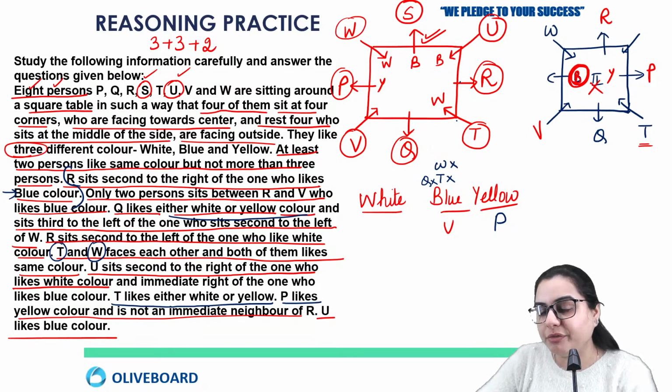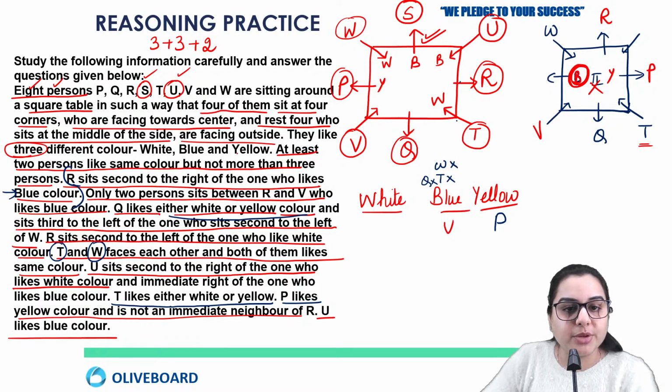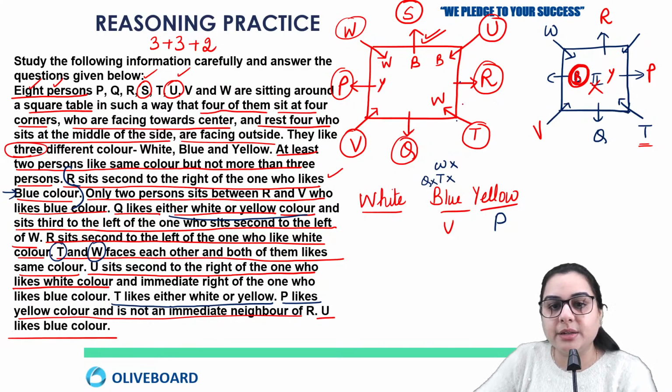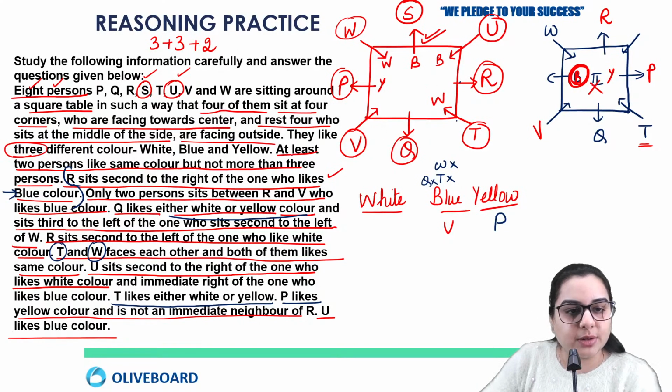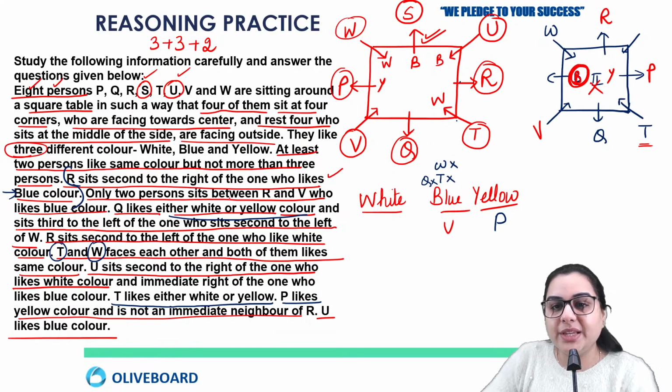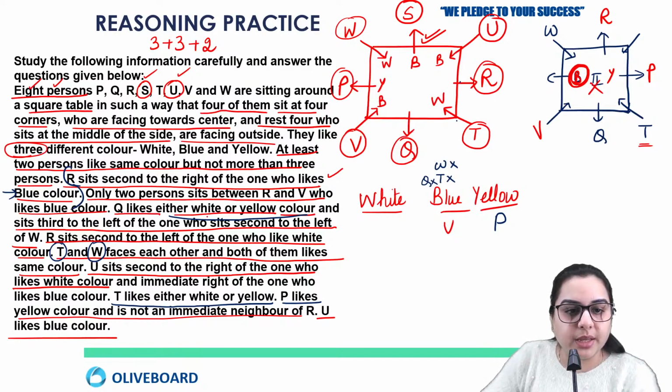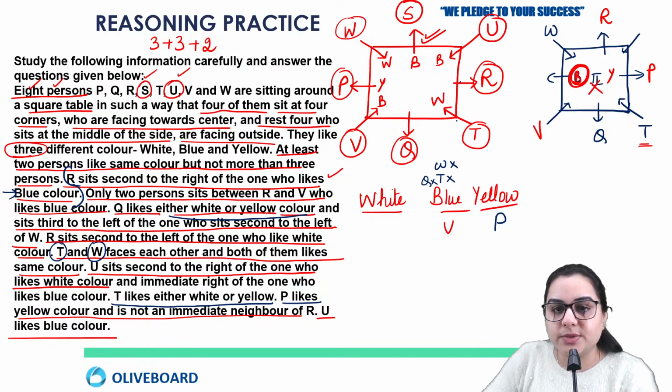Now we are left with the colors. We are done with the names of the persons. So what is the information that is given to you about the color? R sits second to the right of the one who likes blue color, sorted. V likes blue color, he is telling you. So we are going to write that. Next line: Q likes either white or yellow. We are going to check that later on.